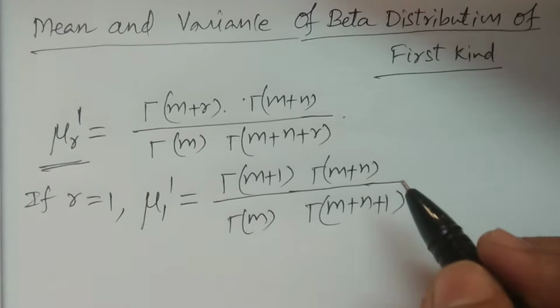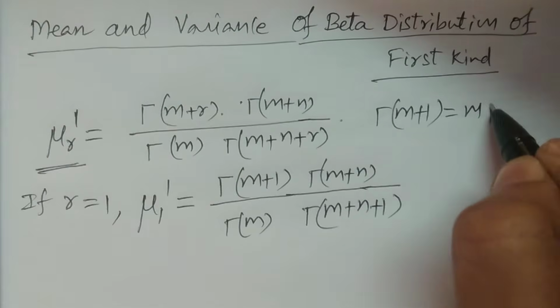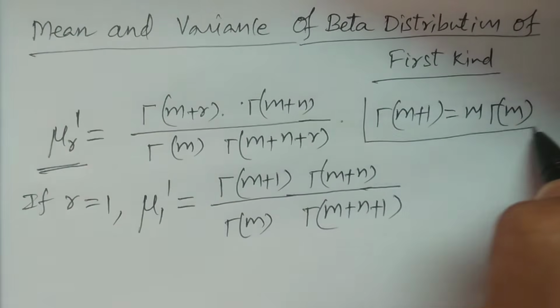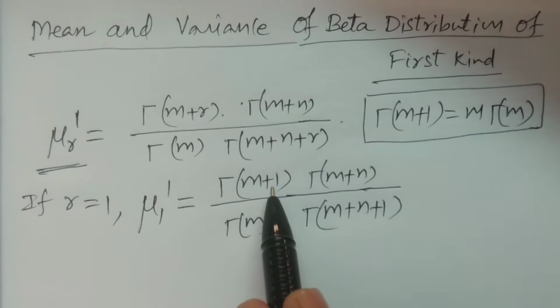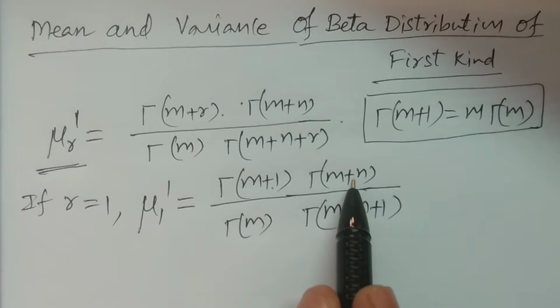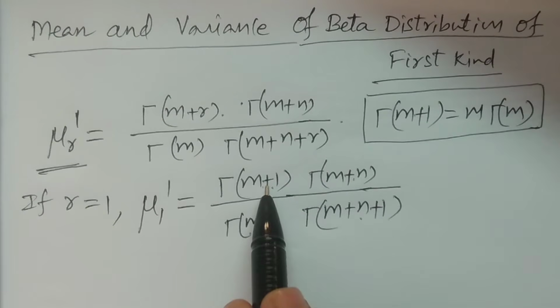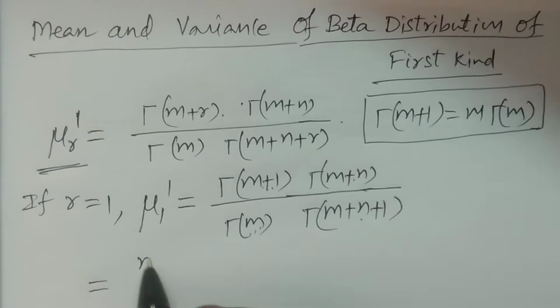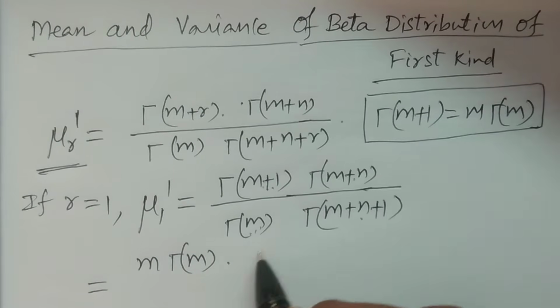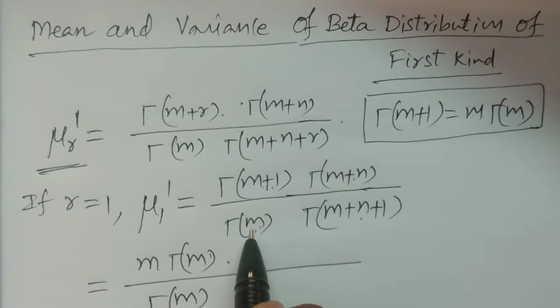Now I write one formula: gamma m plus 1 is equal to m into gamma m. This is one such formula we always use here. Now you see here, this is gamma m plus 1, this is gamma m plus n plus 1, this is gamma m plus n, this is gamma m. Comparing, gamma m plus 1 can be separated as m into gamma m, multiplied by, divided by gamma m. The values of gamma m I have written.